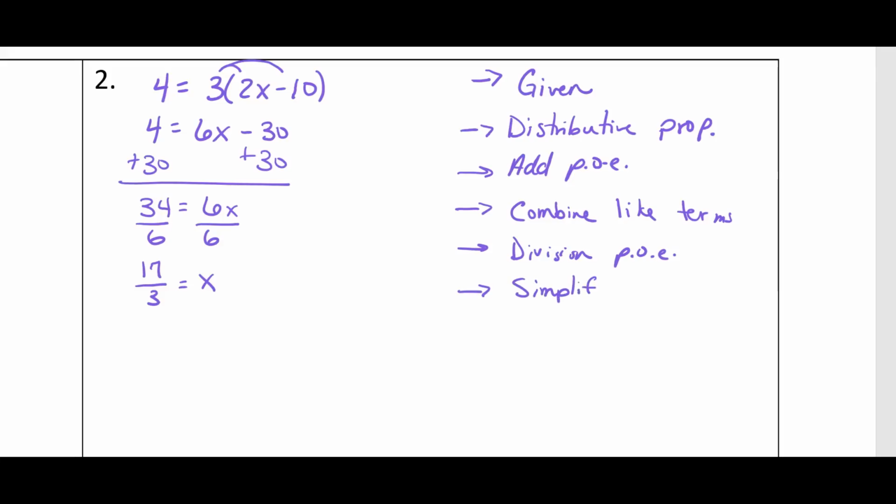Now remember, anytime we are justifying our properties, we always have to put x on the left side. That is standard form for us. The property that lets us do that is the symmetry property of equality. So x equals 17 thirds is our final answer.